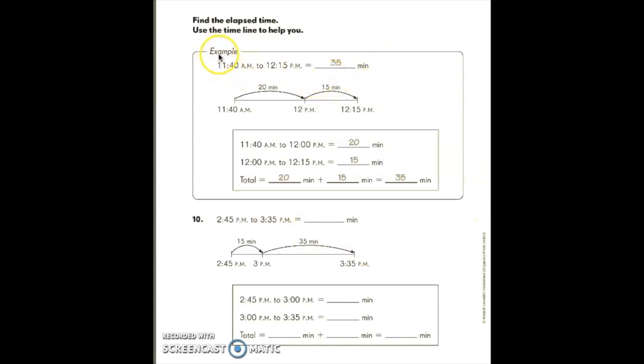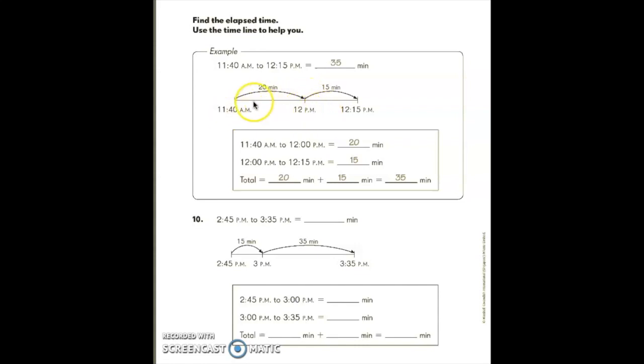Look, we are going to first start with the example. Like you can see, the start time over here is 11:40 a.m. and it ends at 12:15 p.m. So we have to find the elapsed time. We are going to make our timeline. We start at 11:40. We are going to go to the nearest hour, which is going to be 12 o'clock.